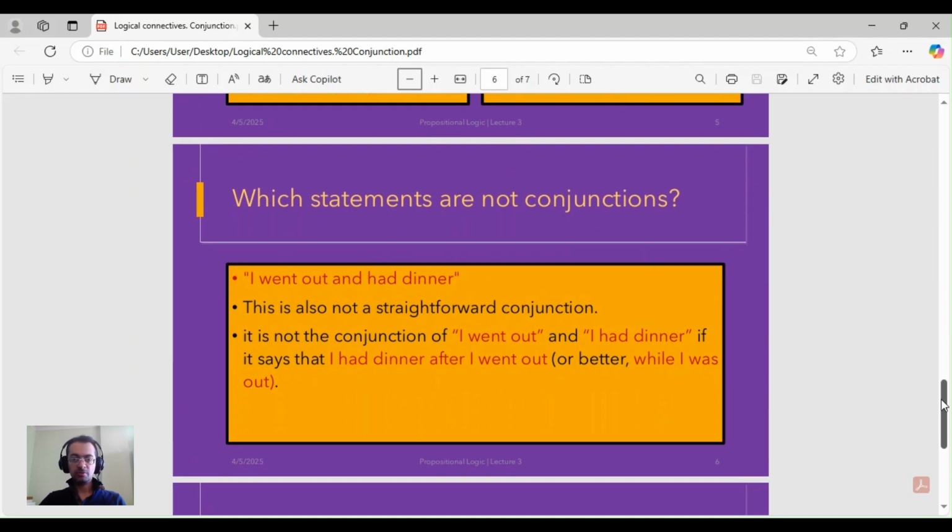And which statements are not conjunctions? Our additional example here: I went out and had dinner. This is also not a straightforward conjunction, despite the fact that we have used "and" here. It is not the conjunction of I went out and I had dinner if it says that I had dinner after I went out, or better, while I was out.